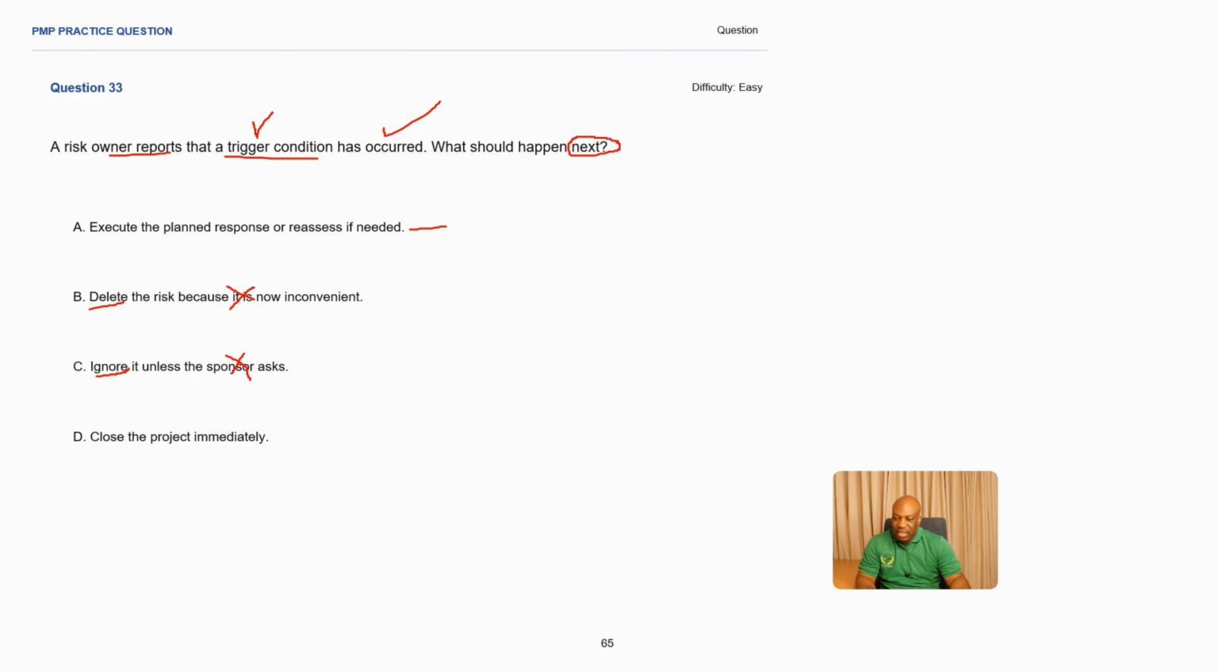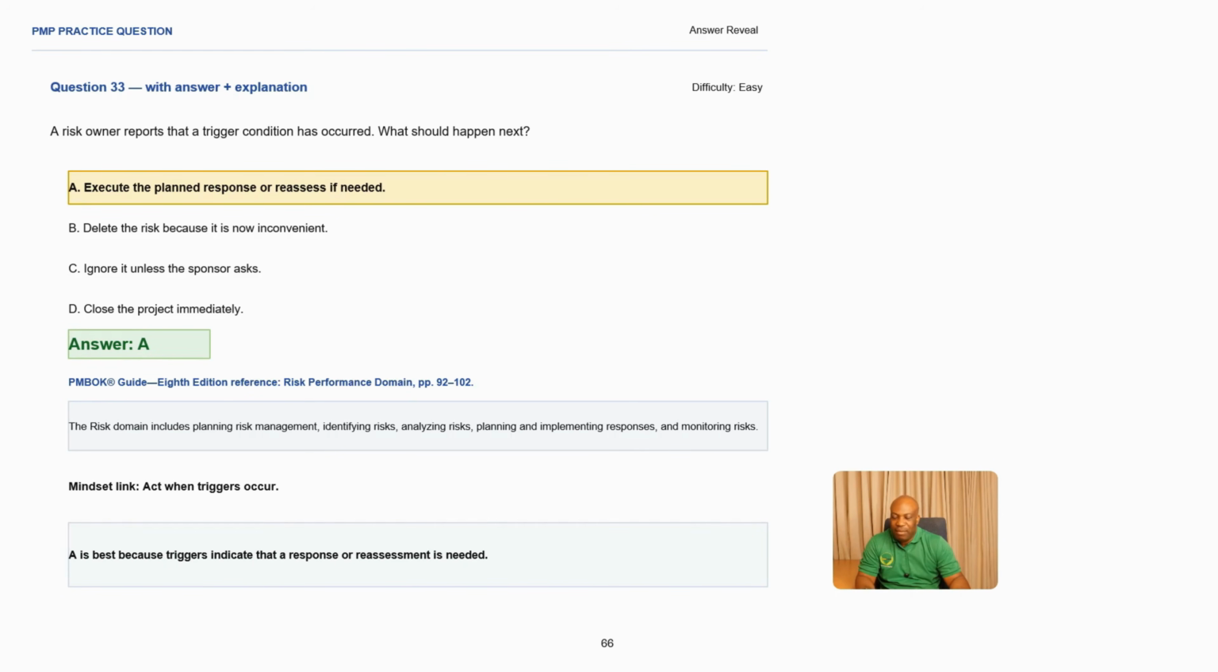Then on D, close the project immediately. You don't close the project because there's a risk, all right? That is the trigger condition. So this is an incorrect answer. The best answer here is A, which is you need to execute the planned response. So when you create your risk register, you are also putting in the risk responses, all right?